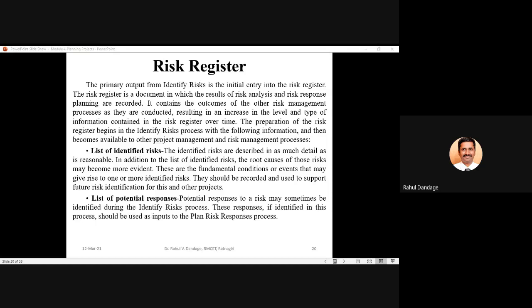Then another part involved in the risk register is the list of potential responses. Potential responses may sometimes be identified during the identify risk process. These responses, if identified in this process, should be used as input to the plan risk responses process.